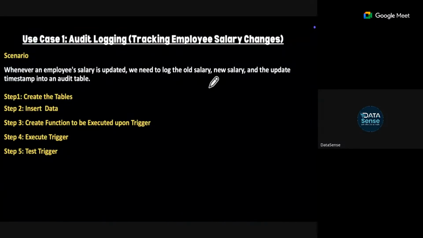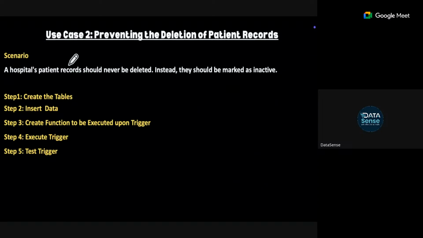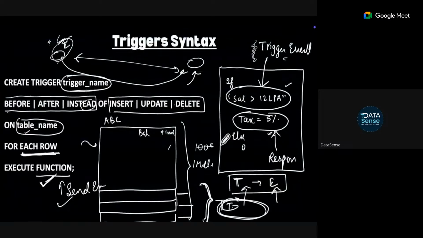Getting my point? So the main thing is you have to see what type of trigger is there, and the moment the trigger gets activated, you execute a function. That function could be anything. We'll see with examples. I have 3 examples I'll show you, but you get my point. So this is the syntax of creating a trigger: create trigger, what type of trigger, on which table name, then you mention for each row, and then you write execute function.